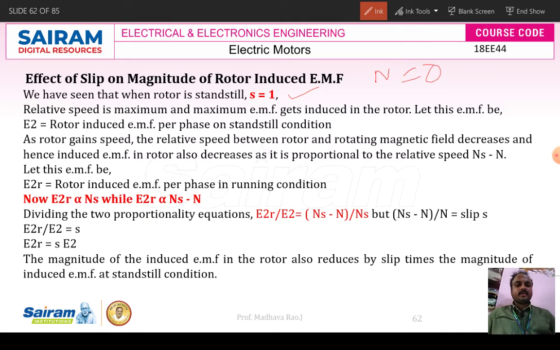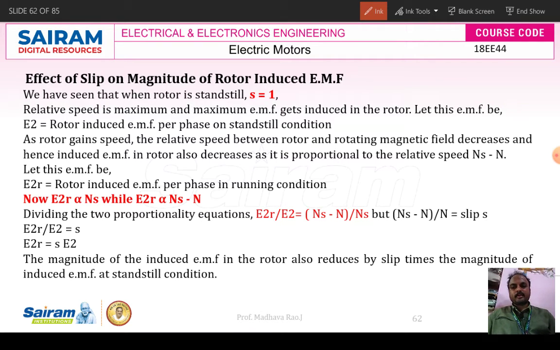Here the rotating magnetic field decreases and hence the induced EMF in the rotor also decreases. So it is proportional to the relative speed. When the rotating magnetic field decreases, the induced EMF will decrease. So here one more induced EMF, E2R. E2R is the rotor induced EMF per phase in running condition.